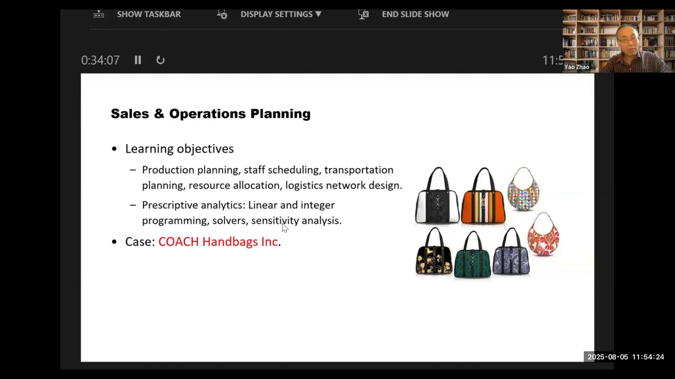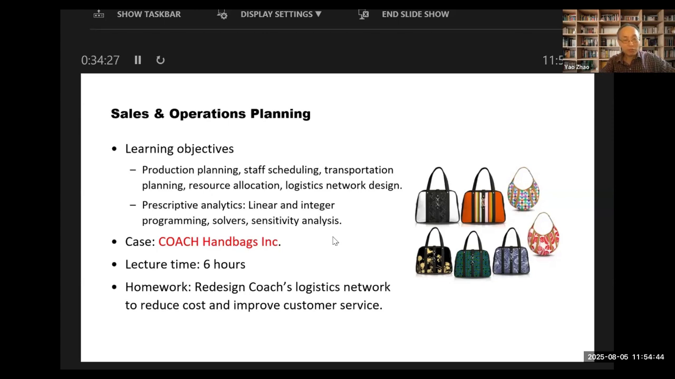Including linear and integer programming, the solvers, the sensitivity analysis, and so on. And eventually they're going to solve a realistic logistics network design problem for Coach. And this is going to take time, about 6 hours, because you have to explain all these models.